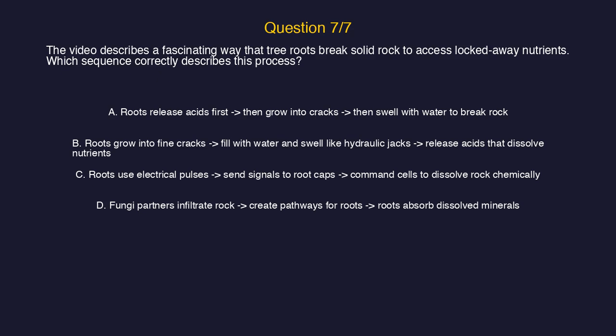Question 7. The video describes a fascinating way that tree roots break solid rock to access locked-away nutrients. Which sequence correctly describes this process? A. Roots release acids first, then grow into cracks, then swell with water to break rock. B. Roots grow into fine cracks, fill with water and swell like hydraulic jacks, then release acids that dissolve nutrients. C. Roots use electrical pulses, send signals to root caps, and command cells to dissolve rock chemically. D. Fungi partners infiltrate rock and create pathways for roots to absorb dissolved minerals. Time to think.